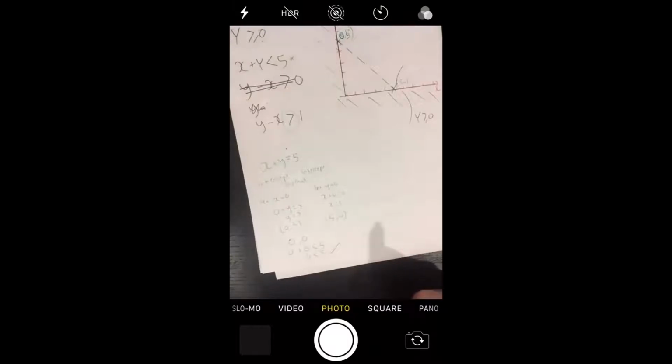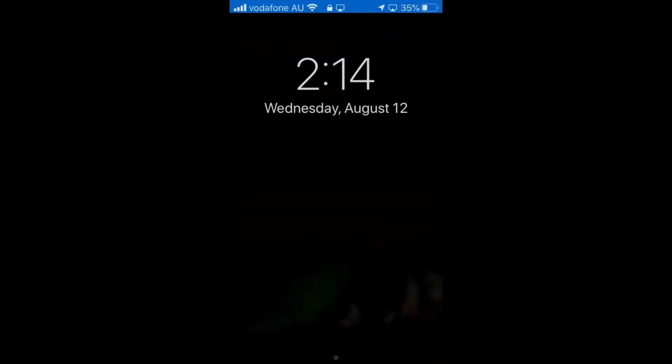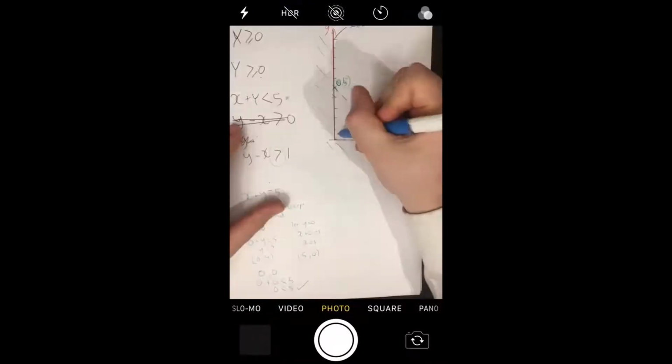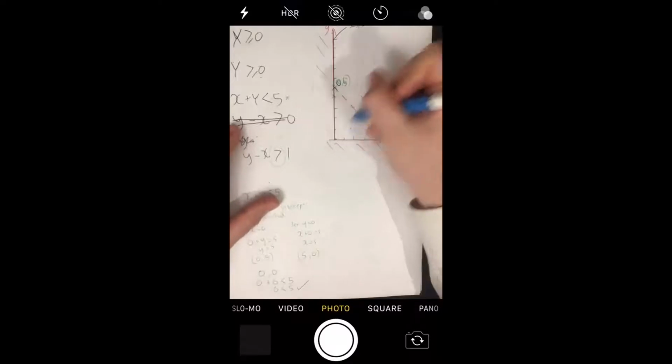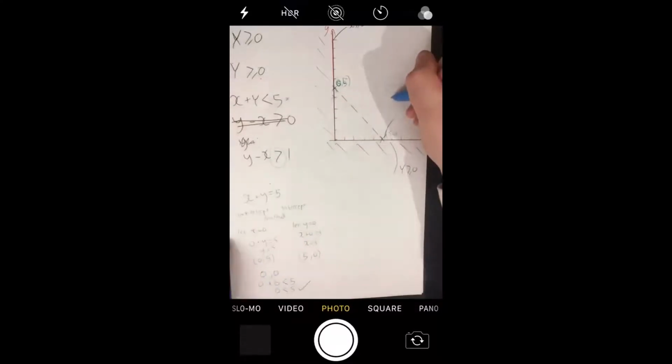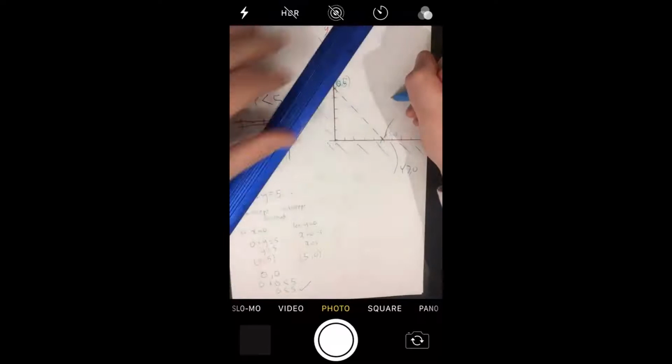So if 0 is less than 5, oopsies, my screen is going blank. If 0 is less than 5, then that means that this is in the region. So if this is in the region, and this is not in the region, this is the part that we crossed out.